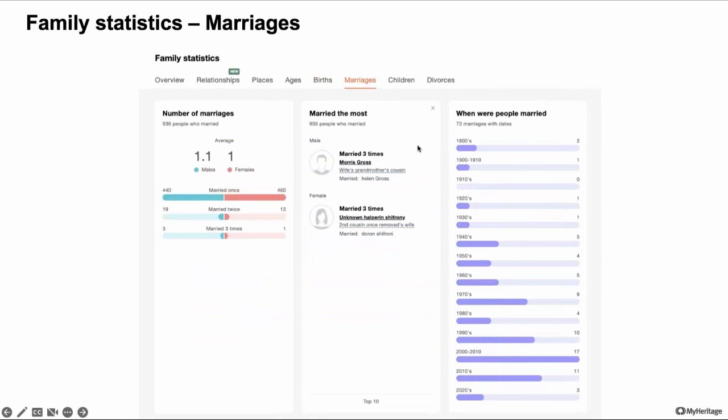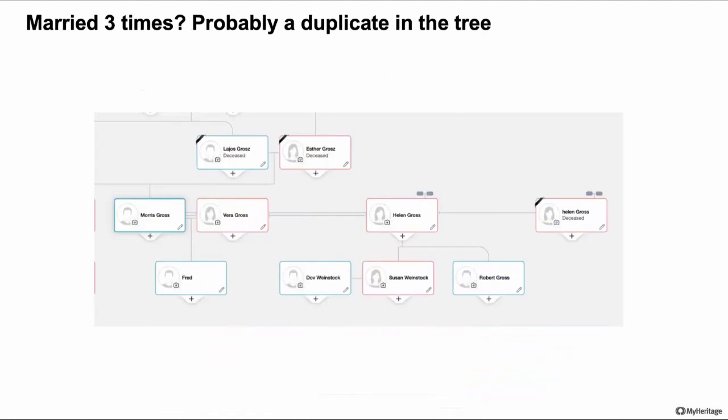And many times it's a problem in the tree. And let's actually investigate this. So let's look at Morris. This is 3 times. Not that much, but it's a little bit suspicious. So let's click on that. And we go and look at his tree. And we see here that, in fact, he is married to Helen. There are 2 instances of Helen. So maybe it's a problem in the tree. There is a duplication here, and I want to go and merge, delete one of them, see what I have in one that I don't have in the other, and get rid of that. So many of those things, yet again, the family statistics lead me to problems in the tree that they highlight. So people who are married too many times, probably a problem in the tree.